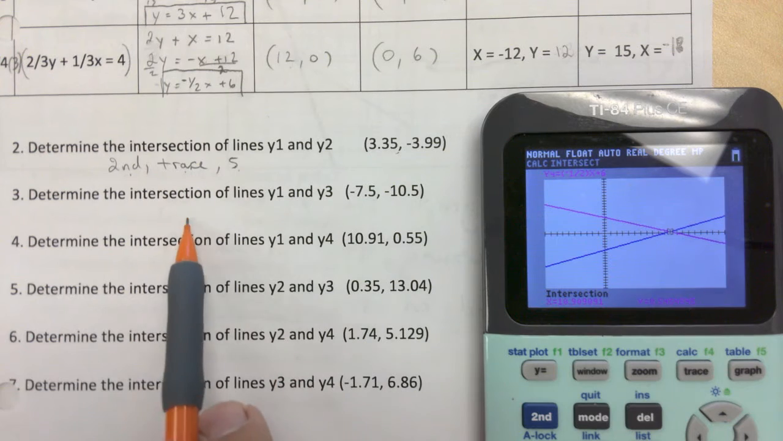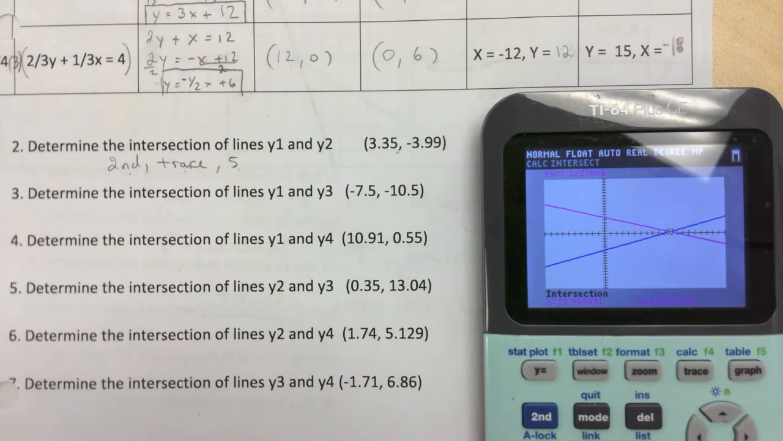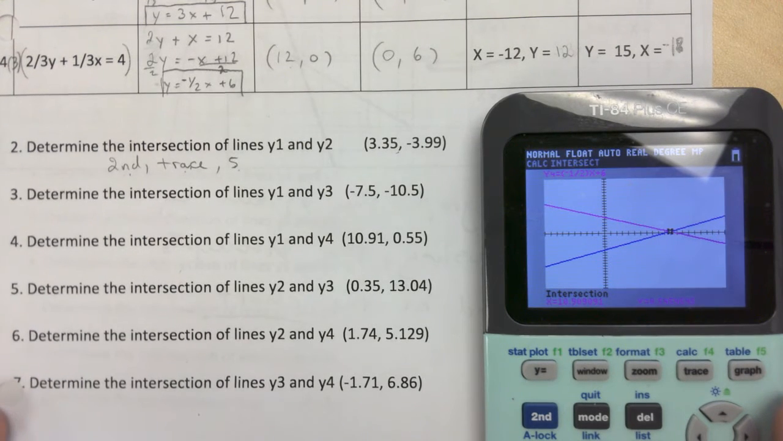So basically for all of these, you should have second trace 5. And it really got you to go back and forth. Hopefully you would have had to change your window. Sometimes you change it right away. Other times you change it as you go. And obviously I've been doing this for a long time, so I can kind of foresee and predict what's going to happen, right?